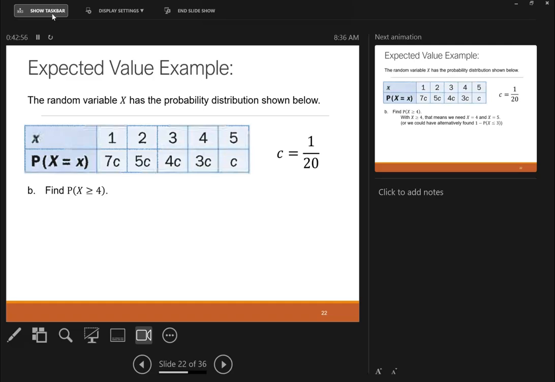So, what if it asks me to find the probability that x is greater than or equal to 4? How many outcomes do I have that are greater than or equal to 4? 2. Those outcomes are 4 and 5. So I would add up the probabilities, 3 over 20 plus 1 over 20. Is everybody okay with that?